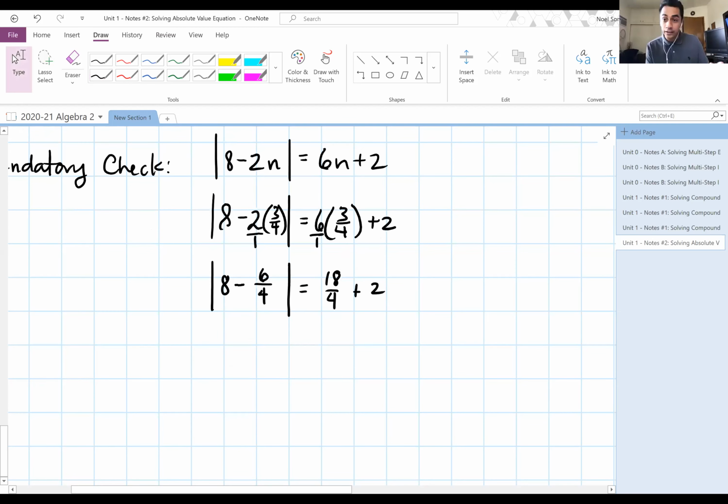All right, so now let's clean up. We have 8 minus 6 over 4. Since they don't have common denominators and the 8 only has a denominator of 1, we would have to make sure that they have common denominators. So here it requires us to multiply the top and bottom by 4. Let me actually do that with a little more space. Okay, so we want a common denominator, so we're going to multiply this one by 4 over 4. That's going to give us the absolute value of 32 over 4 minus 6 over 4.